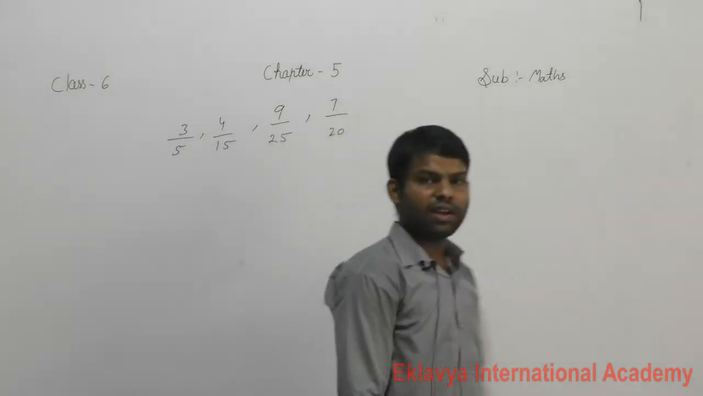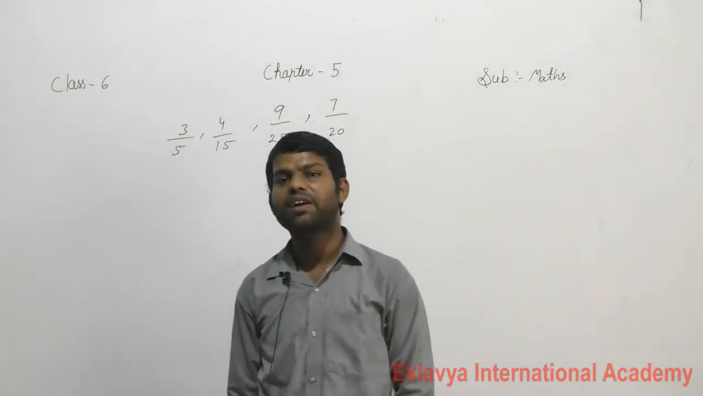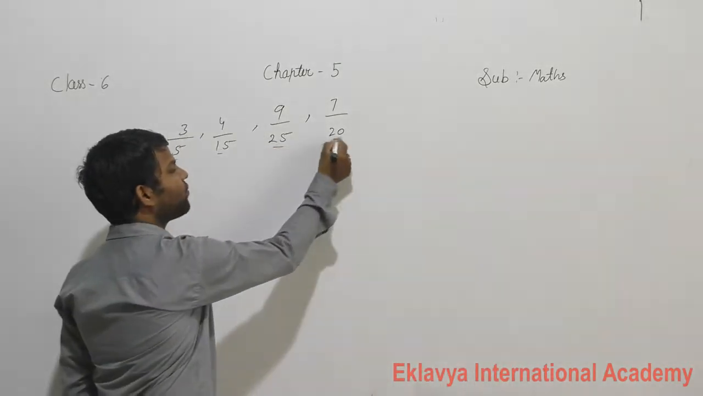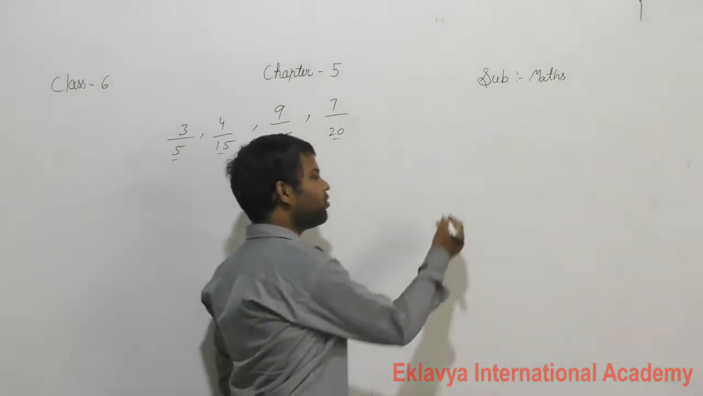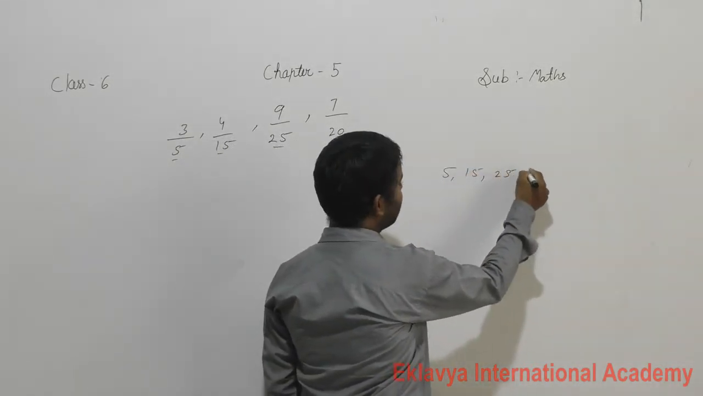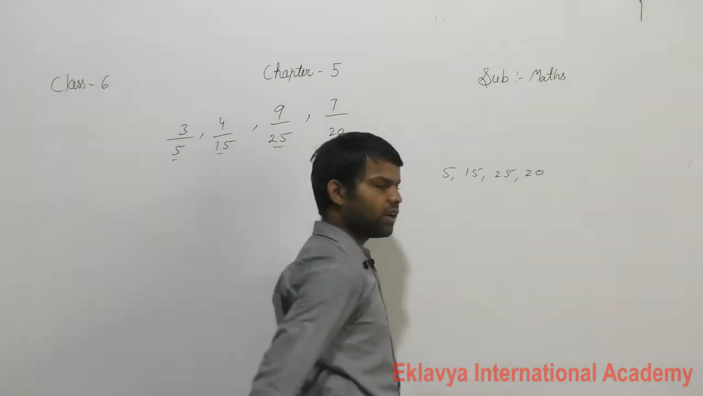First we take the LCM of the denominators. Here the denominators are 5, 15, 25 and 20. Then how will we take the LCM? 5, 15, 25 and 20.